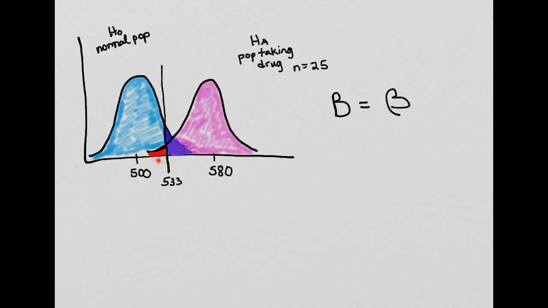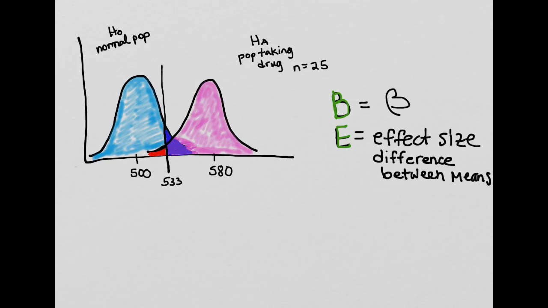Okay, so that's beta. Obviously that's one of the things that's determining power, because power is 1 minus beta. And the second component of power is E, and that stands for effect size. So effect size is the difference between the means of the different sampling distributions. So here we can show that the effect size is basically this difference.